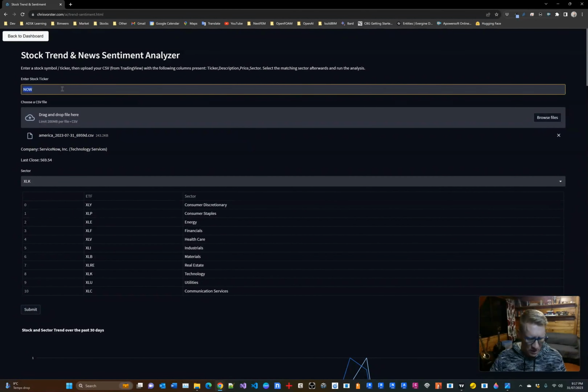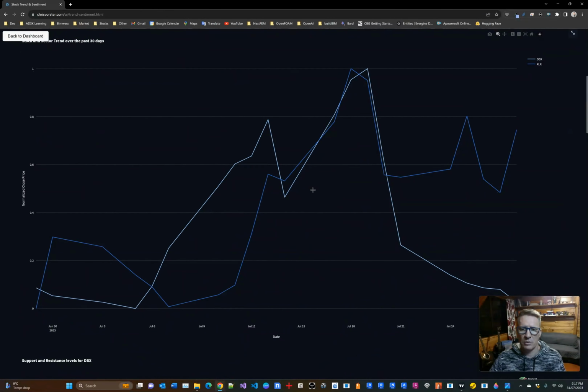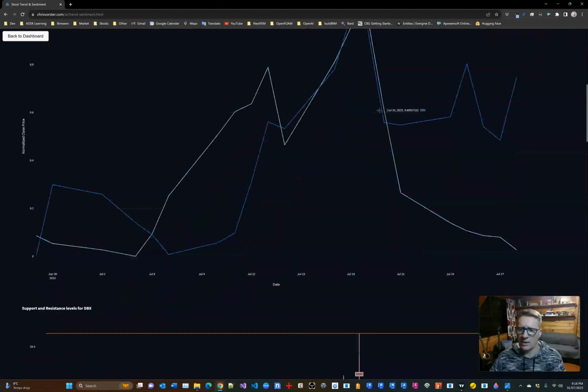All we have to do here is type in DBX. We don't have to drag and drop the file again. All you have to do is press enter. It's going to pick up the Dropbox information. It's still technology, so XLK should apply. And if we hit submit, we can see whether Dropbox is following the trend or not. We can actually see Dropbox has dropped down and the trend is going up.